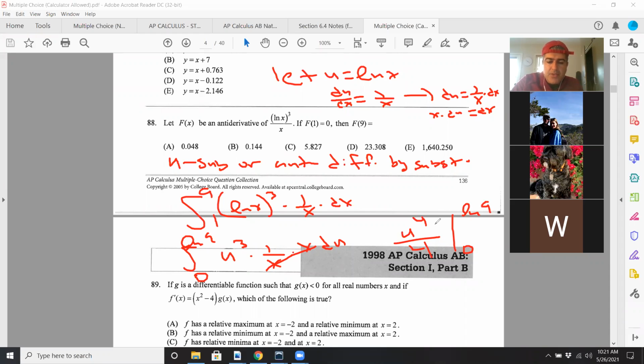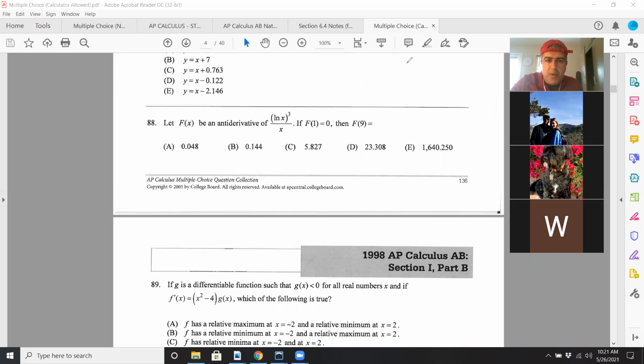And if you were to actually plug in natural log of 9 and raise that to the 4th power and divide by 4, you would get 5.827. But it's much easier just to integrate that straight up in your calculator from 1 to 9. Way more effective.